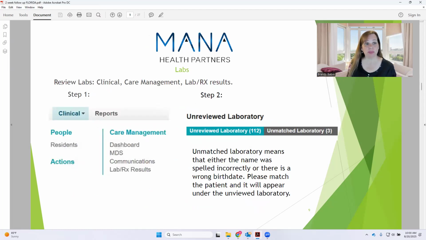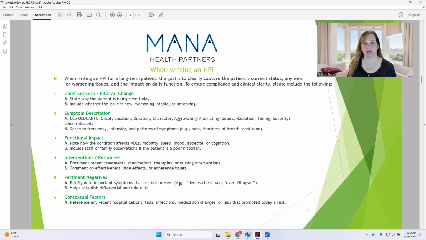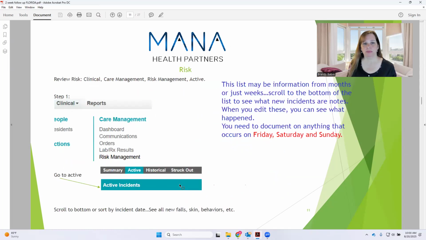So under your labs, clinical care management, lab results, you're going to go, did I already do that? I did. We'll skip that. Okay, so under risk, review the risk, the clinical care management, risk management, and active. So under clinical, under care management, and then you're going to go under risk management, and then you hit active. Remember, I told you you'd have to go under active because it automatically pulls up this summary.